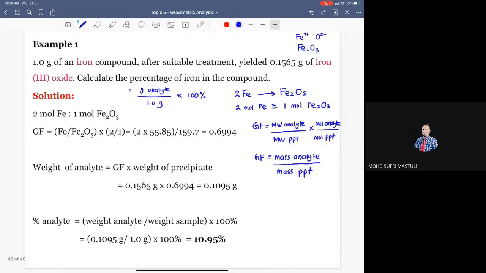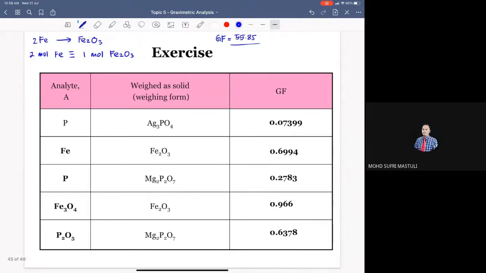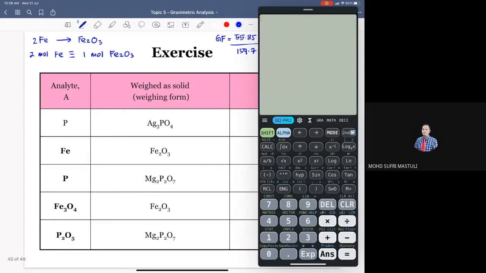So iron oxide 159 times 1 times 2. Okay, let's see how. Times 2.